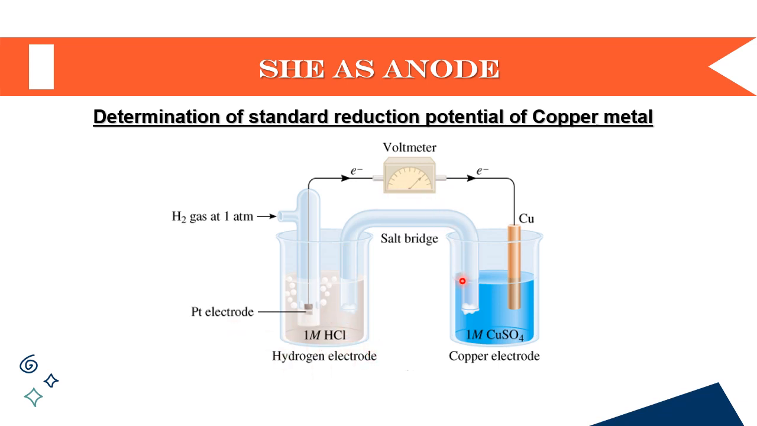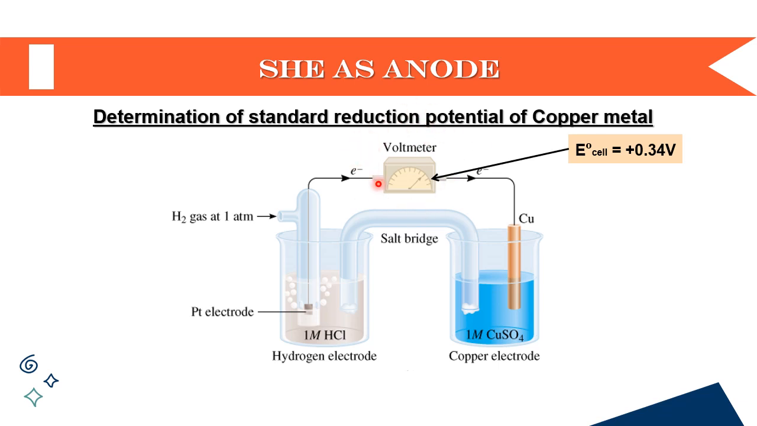You have your salt bridge over here, and then at the other half cell we have our copper solid electrode immersed in 1 molar copper sulfate solution, our electrolyte. When we do this setup, the reading that we get from the voltmeter is positive 0.34 volt. Now maybe by now some of you wonder, how do we know the SHE will be an anode or will be a cathode?